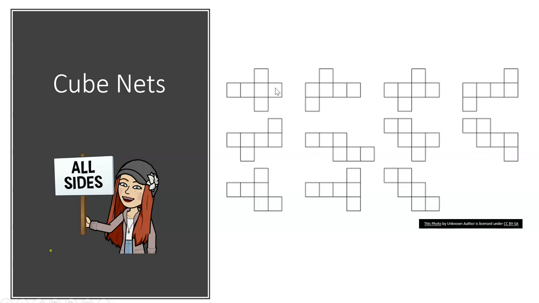Now the reason that's important: if you find the area of one square there, and multiply that by 1, 2, 3, 4, 5, 6, that times 6, that will tell you what your surface area of your cube is.